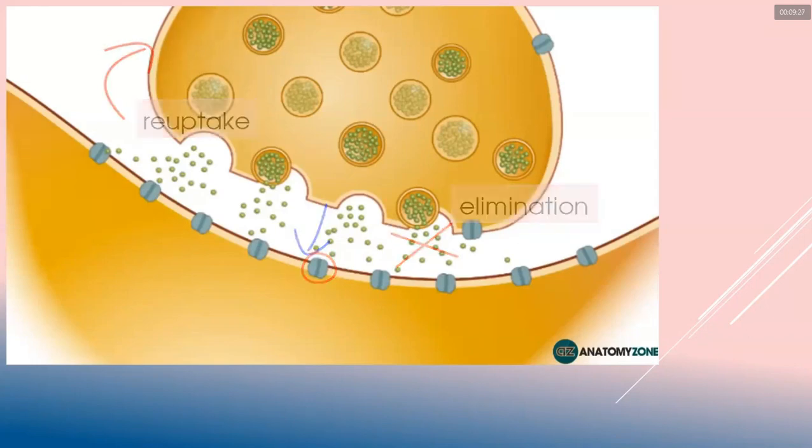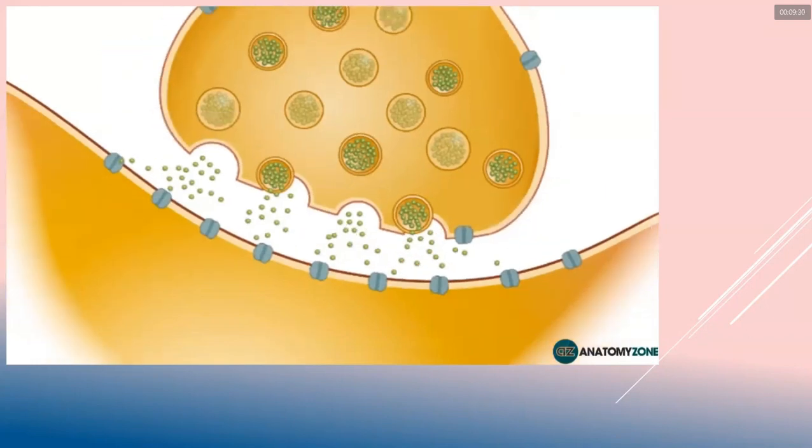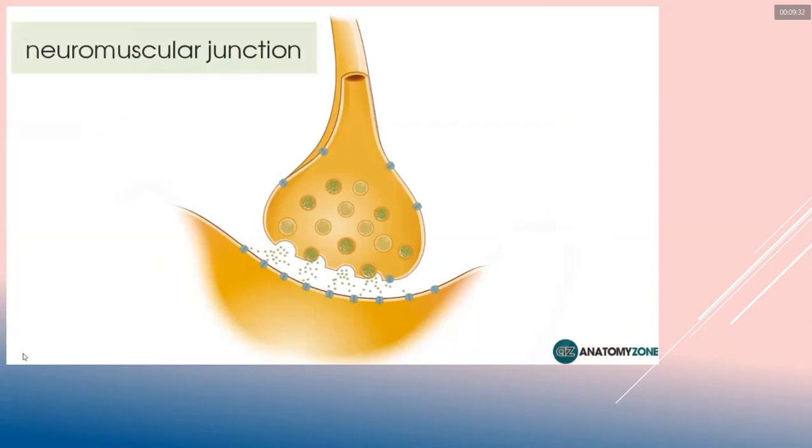So to illustrate this whole process with a specific example, we could take a look at the neuromuscular junction.